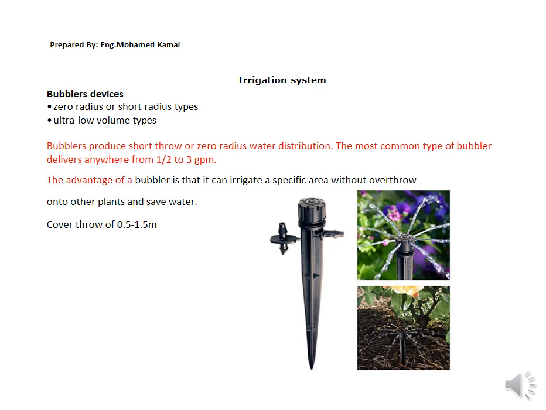The advantage of a bubbler is that it can irrigate a specific area without overthrow onto other plants, so accordingly it saves water. The cover throw is about from 0.5 to 1.5 meters. Accordingly, bubblers are commonly used for large trees or palm trees.